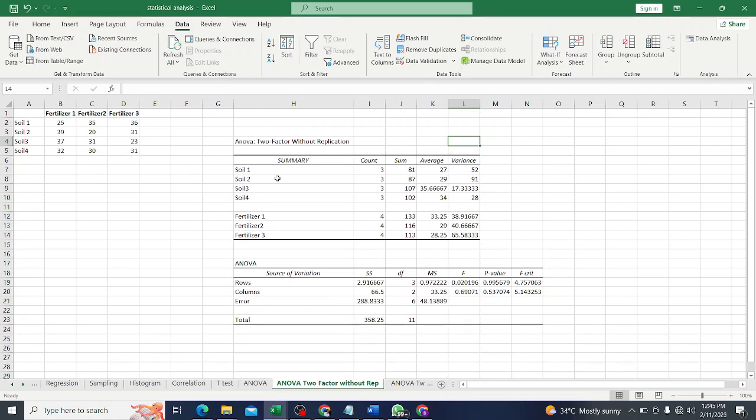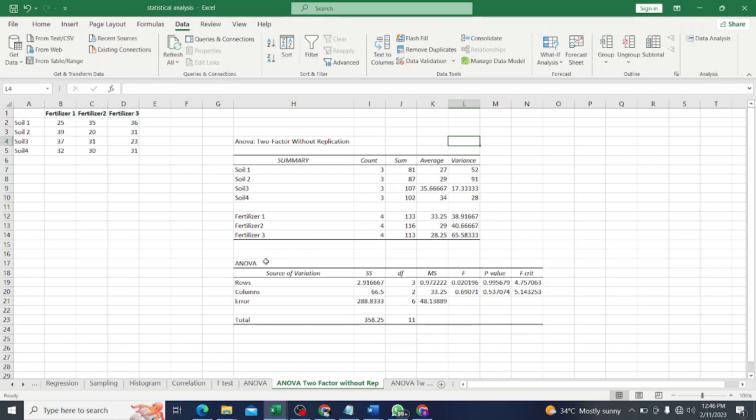So this is the result of our two-way ANOVA without replication. See the summary table for soil type and for fertilizer. You will see that the count for soil type is 3. Yes, the soil type is 4, but we have 3 observations underneath our soil types, 1, 2, 3. While for fertilizer we have 4 observations, 1, 2, 3, 4. Then this is the sum of our soil type. This is the sum of soil 1, soil 2, and up to soil 4, while this is for fertilizer 1 to 3, and these are the average and variance.